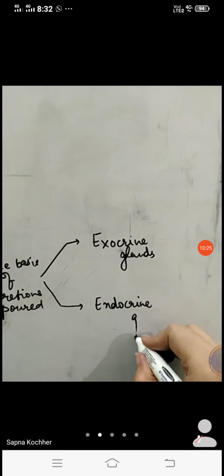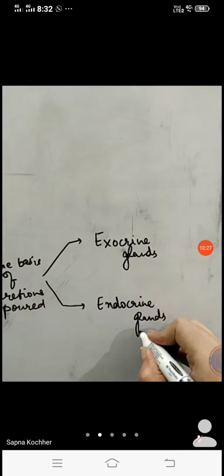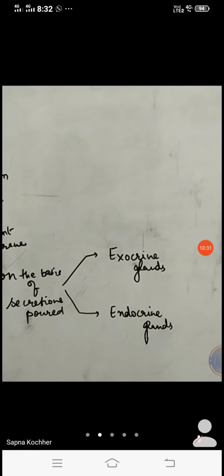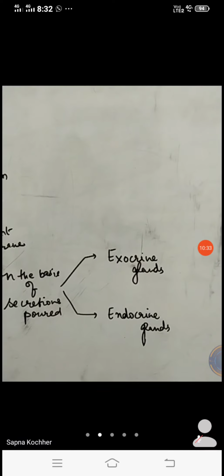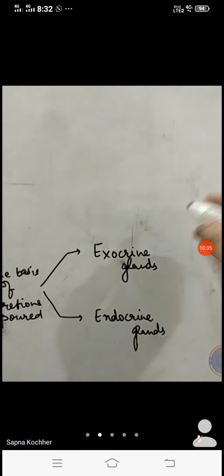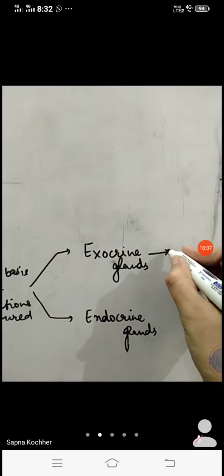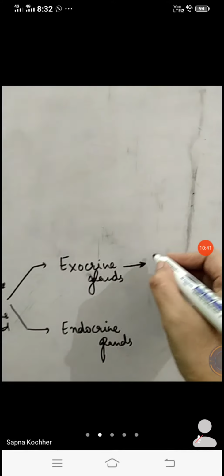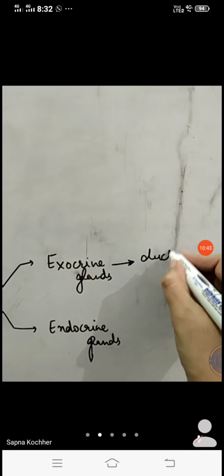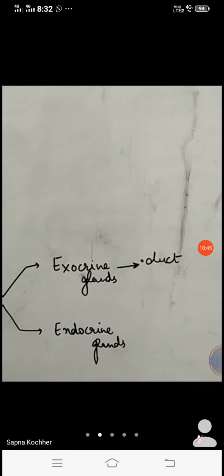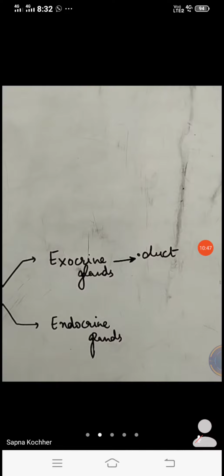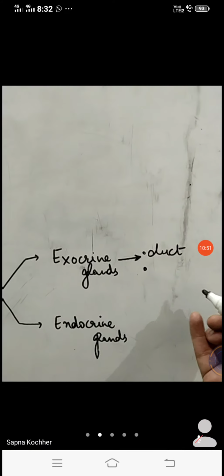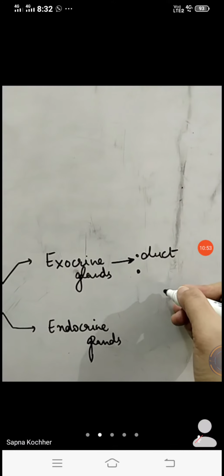Exocrine glands or endocrine glands. Exocrine glands, as the name says, we have already studied in the 10th standard also. Exocrine glands are the ones which have a duct. They are ducted, that means they have a tubular structure which directly pours the secretion into the target site, that is the attached organ with it.